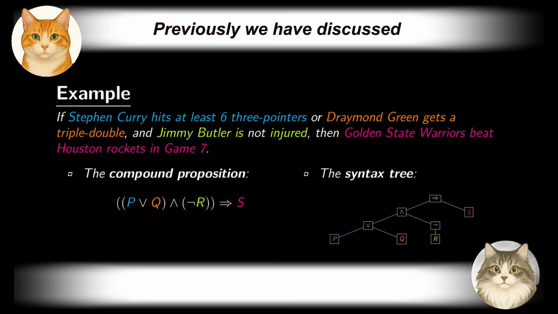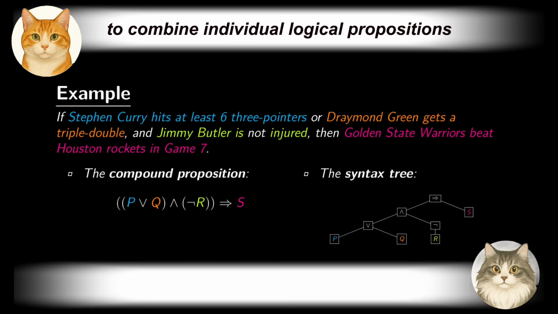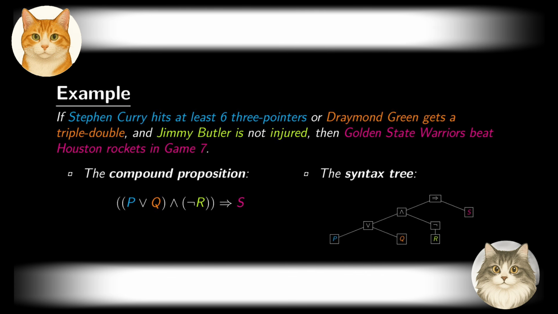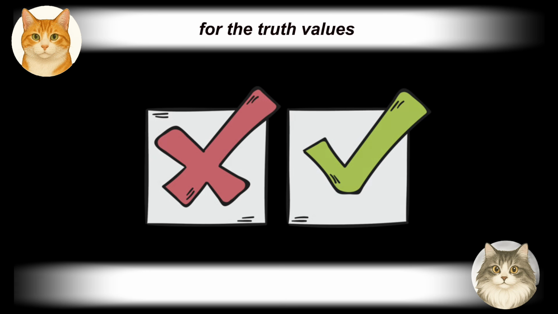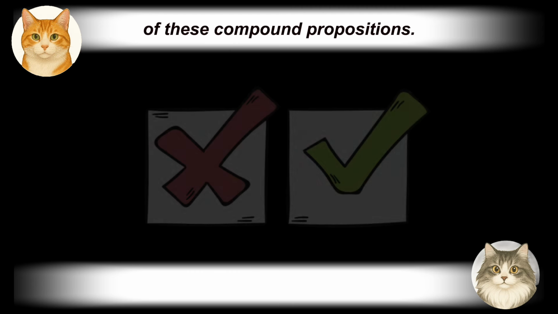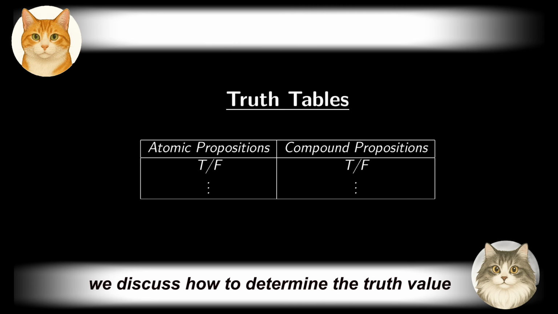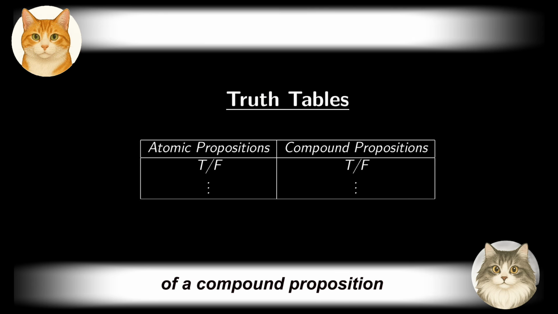Previously, we have discussed how to use connectives to combine individual logical propositions into compound ones. This greatly enriches the kinds of logical propositions that we can make. However, nothing is said yet for the truth values of these compound propositions. In this session, we discuss how to determine the truth value of a compound proposition based on the truth values of its simpler components. The main tool we use is the truth table.